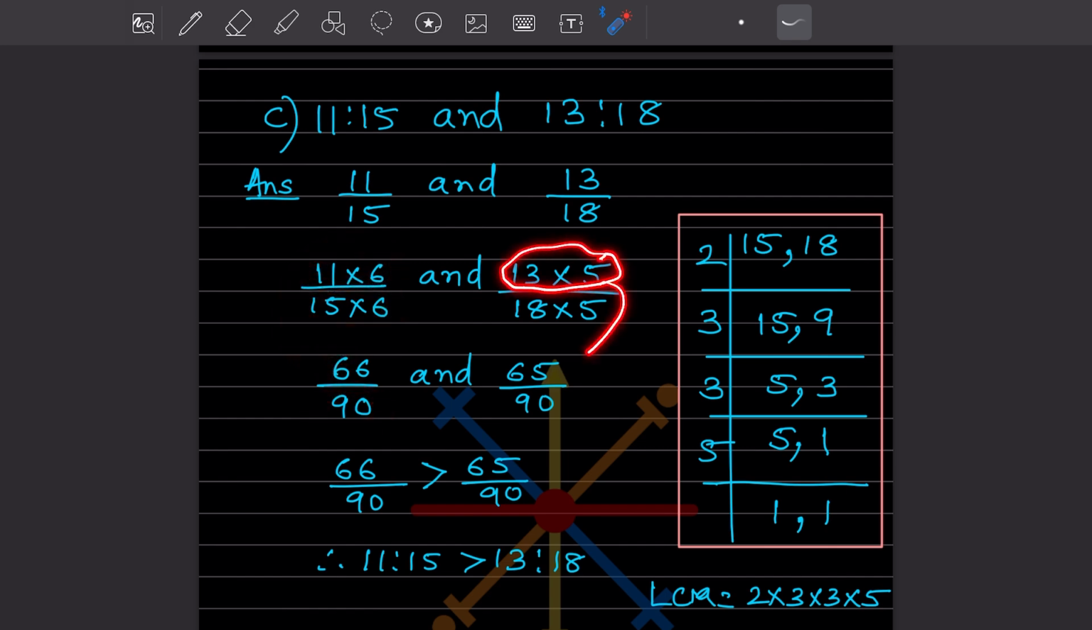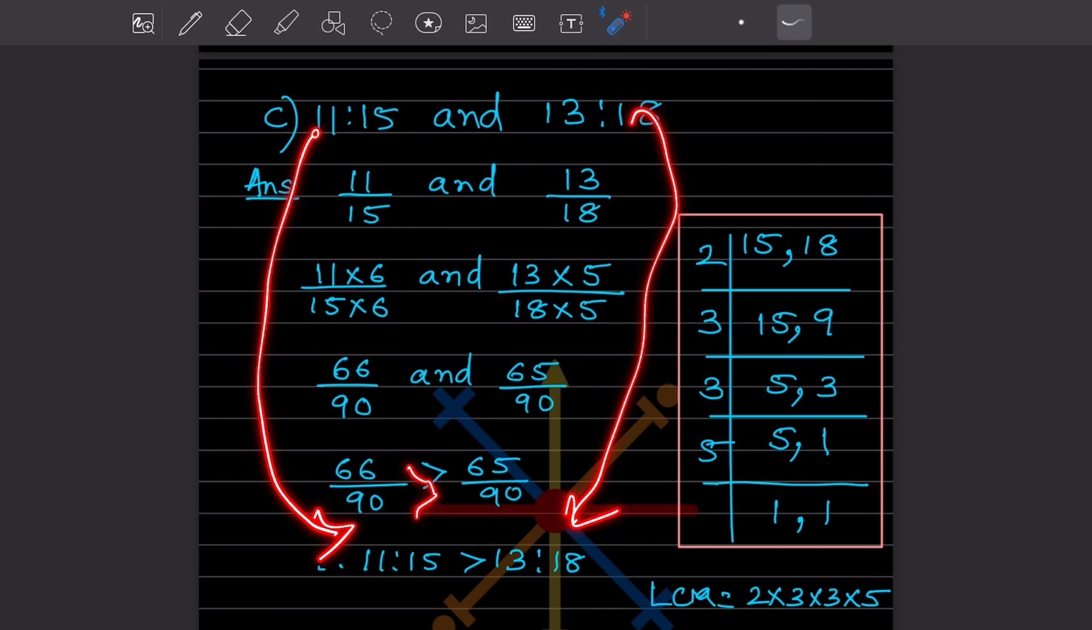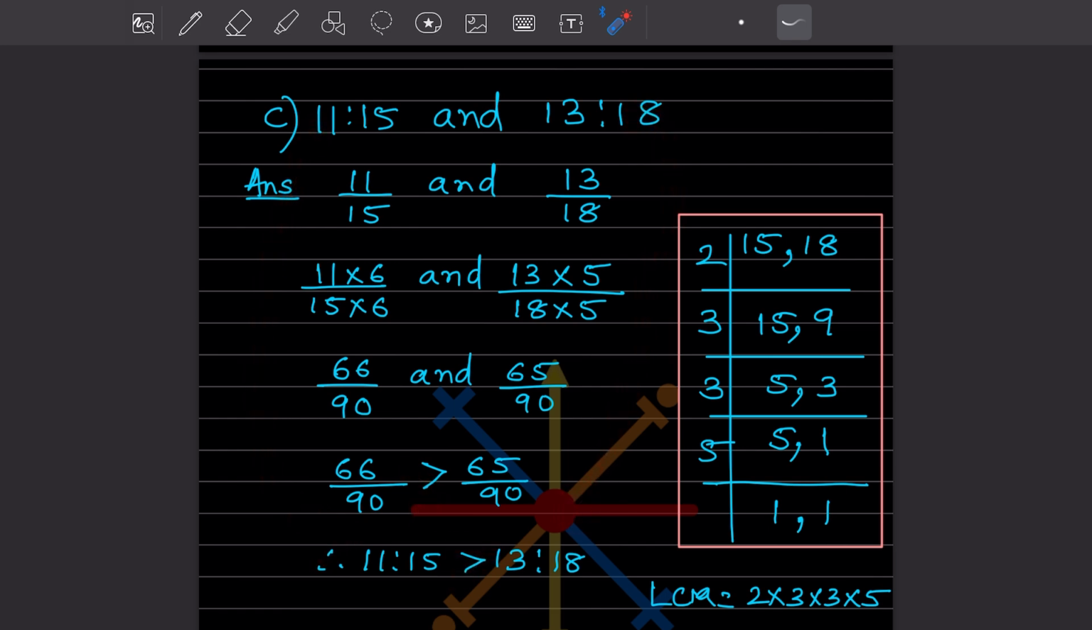13 times 5 is 65. Here, of course, 90. So now you have to compare these two numbers. So which is bigger? Of course, 66. So what are you going to do? You're going to open the mouth over here. And again, the same ratio. That means it shows that if this is greater, this also should be greater.